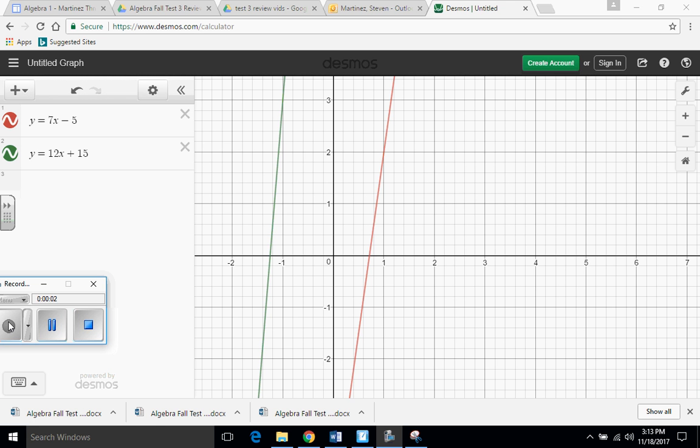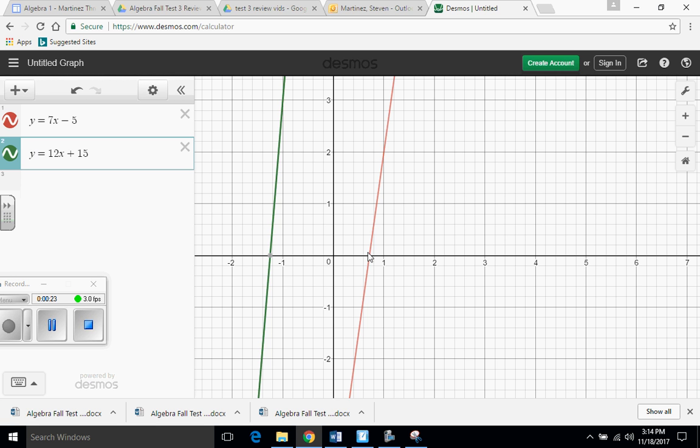So when you go to Desmos.com, you would type in the first equation on top and the second equation on bottom. So remember, we split that equation into two different equations: y equals 7x plus 5, which can be seen in red, and y equals 12x plus 15, which can be seen in green. So what we're looking for is a point of intersection, which is where the two lines cross each other.